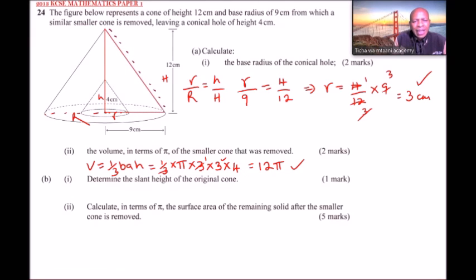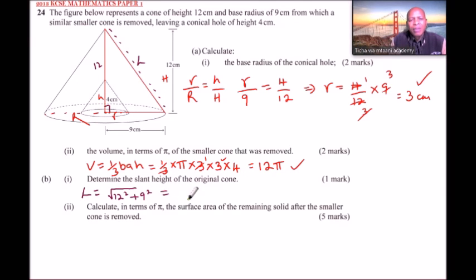So it is a right angle, it will form a right angle triangle. So this is our L here. This is a right angle, and we have this is 9 already given, and this is 12, the same height here. So you can use the Pythagoras theorem and say L is equal to the square root of 12 squared plus 9 squared.